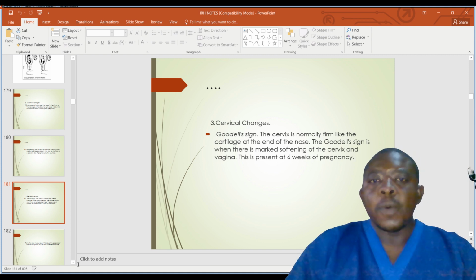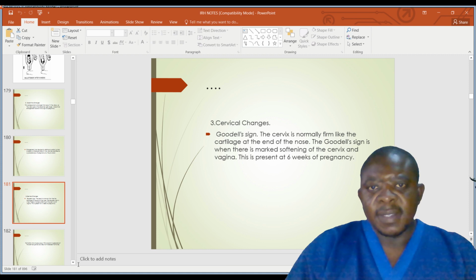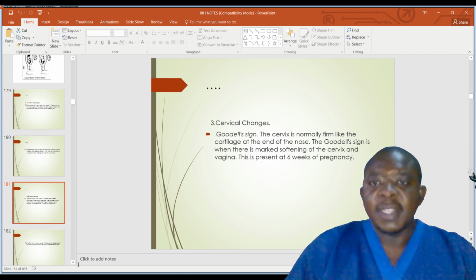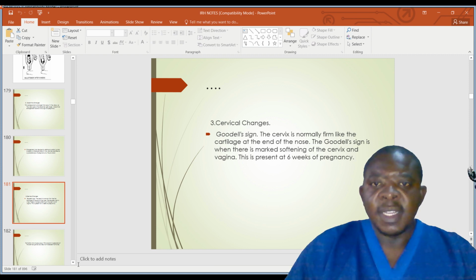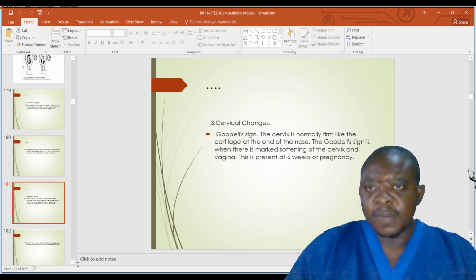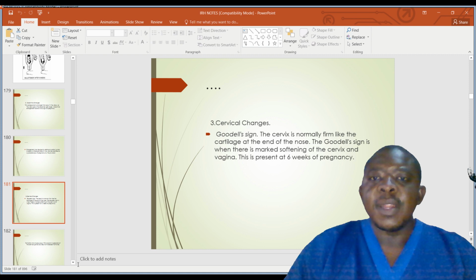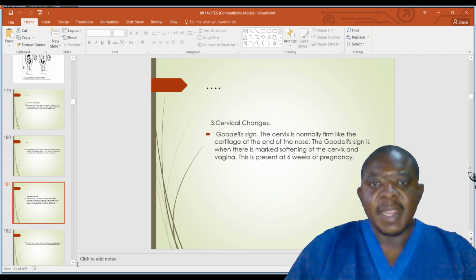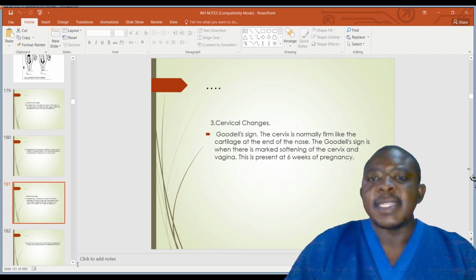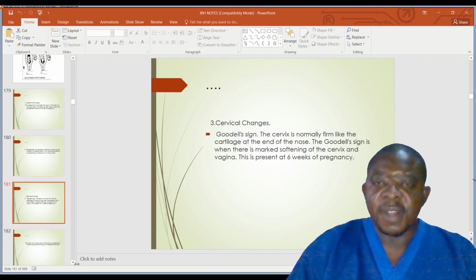Cervical changes as a probable sign of pregnancy. Goodell's sign: the cervix is normally firm like the cartilage at the end of the nose. Goodell's sign is when there is marked softening of the cervix and the vagina. This is present at 6 weeks of pregnancy.